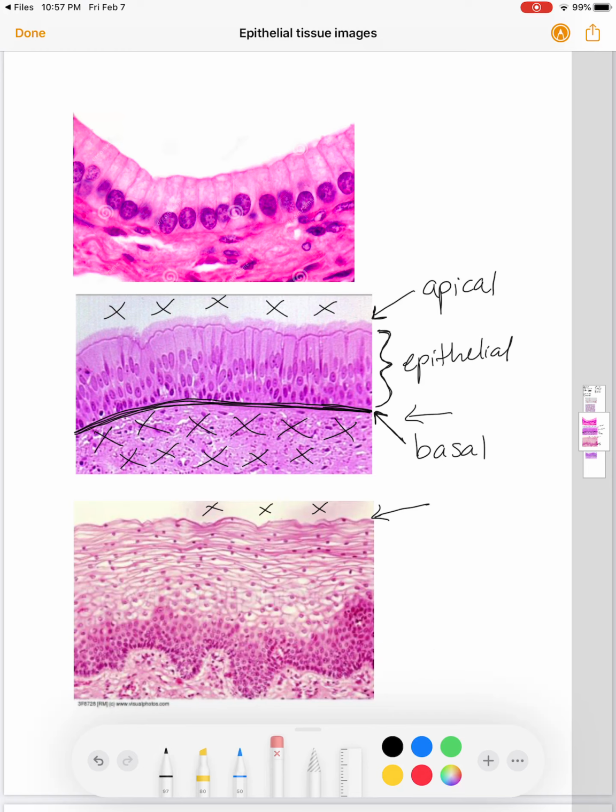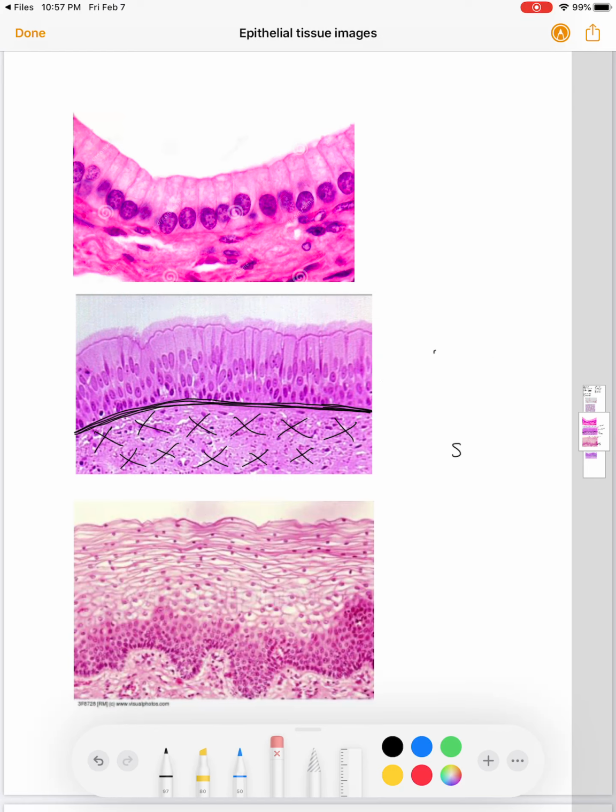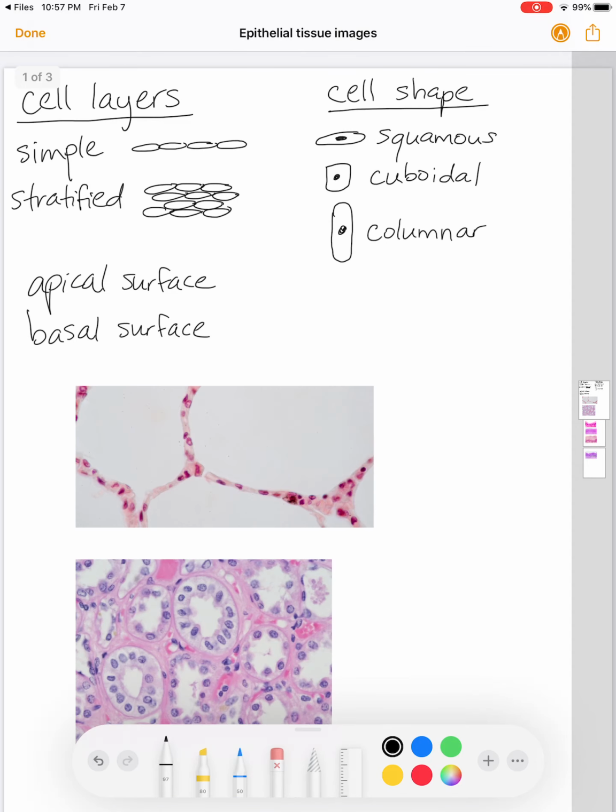So let's move back up. Erase all this. And let's get back up to the top here. So let's start with this first epithelial tissue, this picture that I have laid out here. This tissue is called simple squamous epithelium.